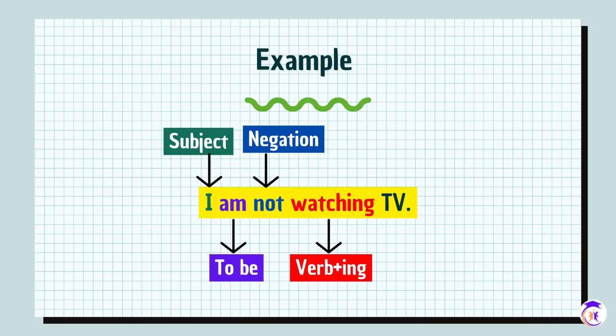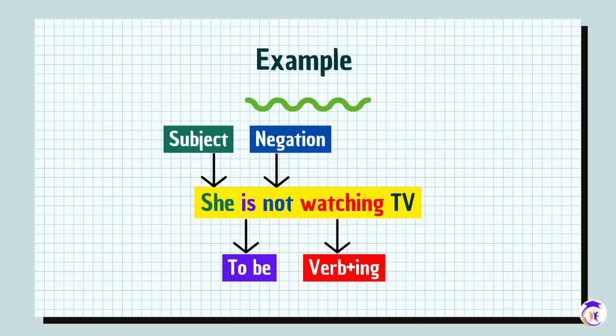She is not watching TV. In this sentence, the pronoun she serves as the subject, is is the auxiliary form of the verb to be, not introduces the negation, and watching is the main verb in its present participle form, ing. This structure expresses that she is not currently engaged in the activity of watching TV. The auxiliary verb is is specifically used for subjects in the third-person singular, such as he, she, or it, ensuring grammatical correctness.